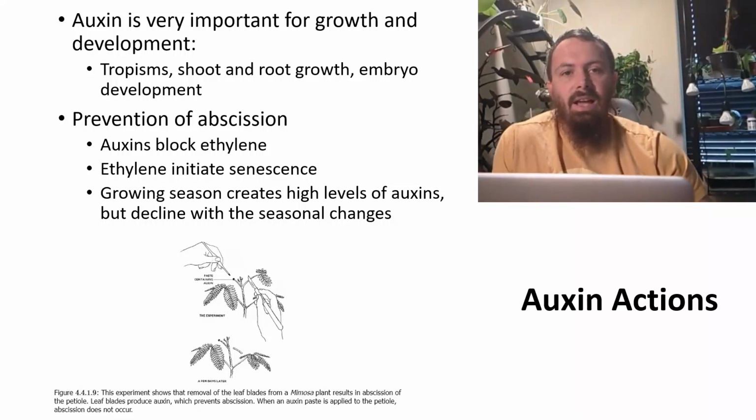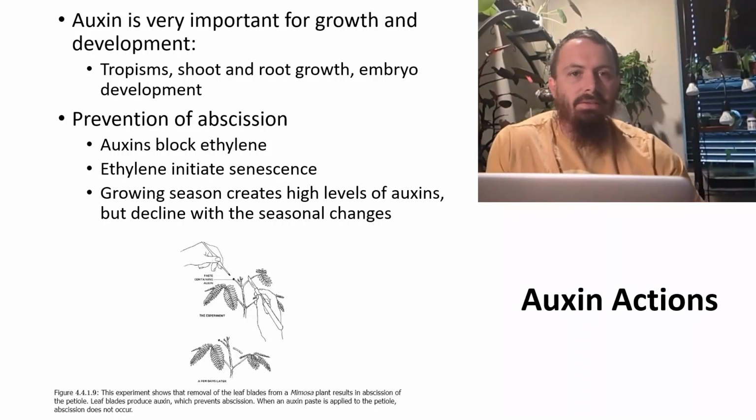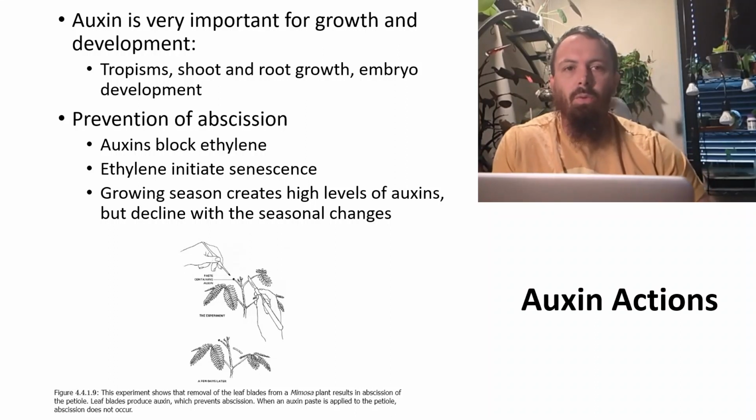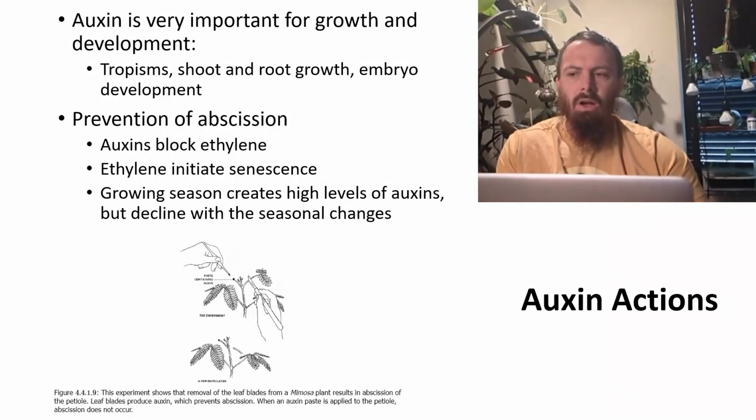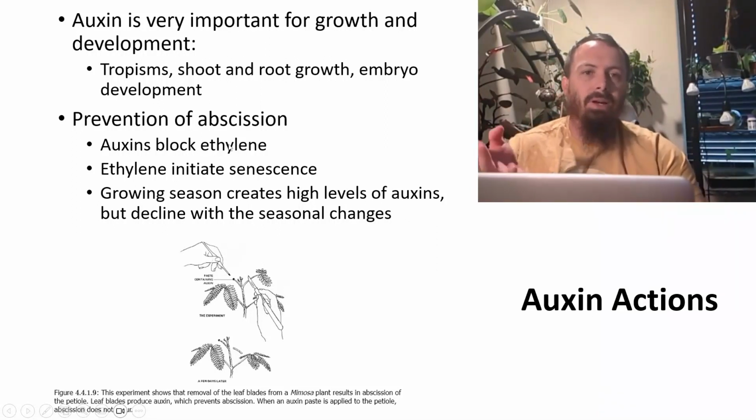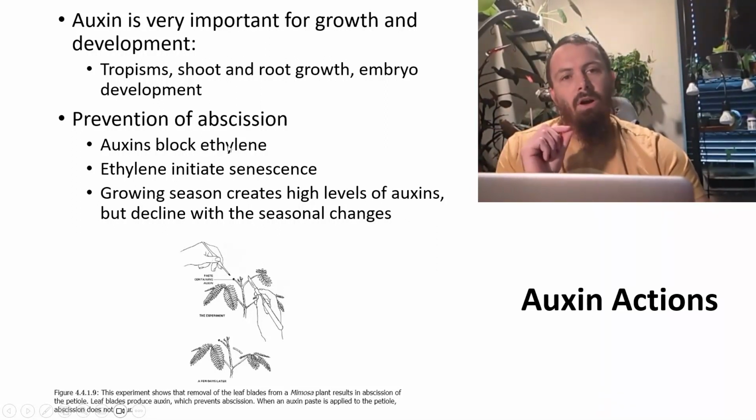Now, it also prevents abscission. So abscission is the dropping of various body parts, usually leaves. So leaves will drop off in the winter if it's a deciduous plant, and oxygen acts to inhibit that. So oxygen will block another hormone called ethylene. Ethylene we'll talk about in a little bit, but it's the hormone that can cause problems with fruits in your refrigerator or on your counter.